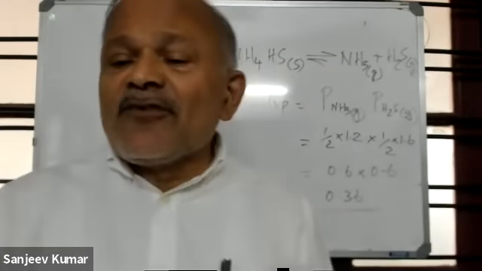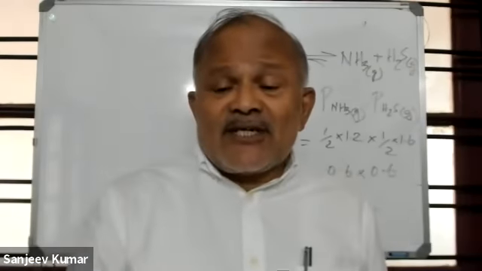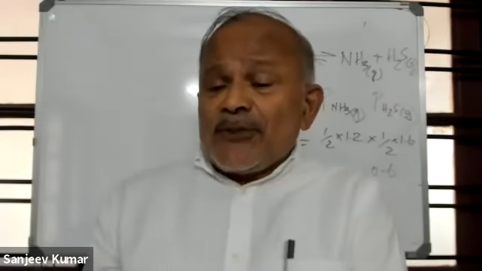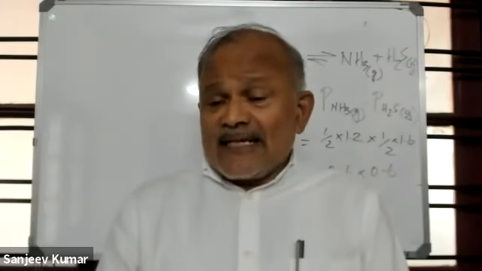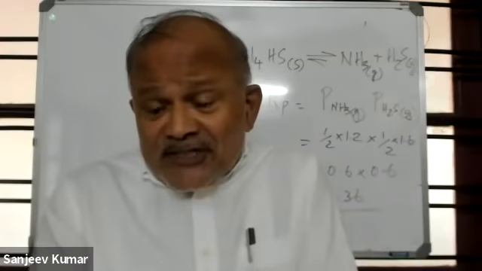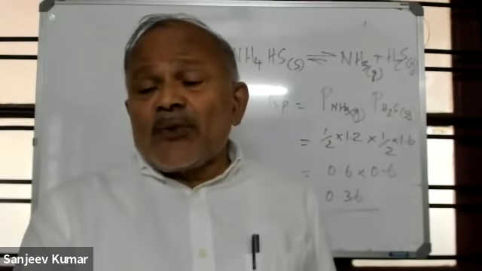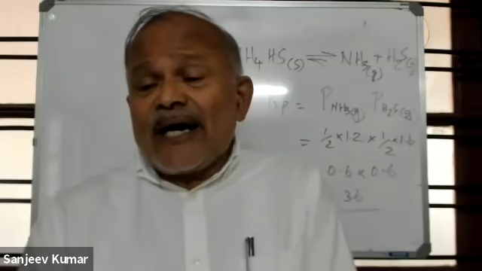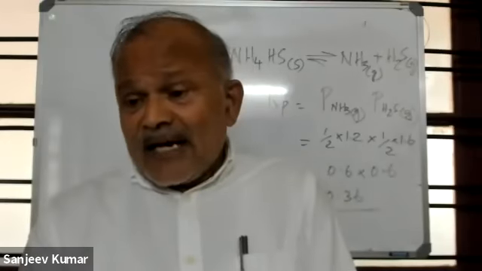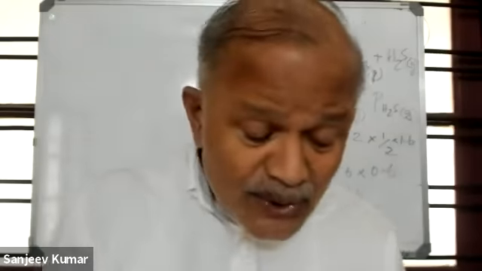We know that in a reversible process, the rate of the forward reaction is equal to the rate of the backward reaction at equilibrium. That is the equilibrium state. The rate of the forward reaction is equal to the rate constant for the forward reaction into the active mass, and the rate of the backward reaction is equal to the rate constant for the backward reaction into the active mass. Here the rate constants for the forward and backward reactions are the same, and therefore the active masses of the reactants and product are also the same.